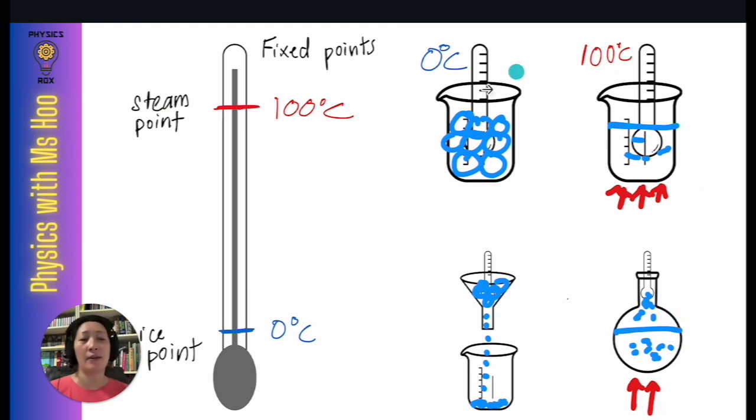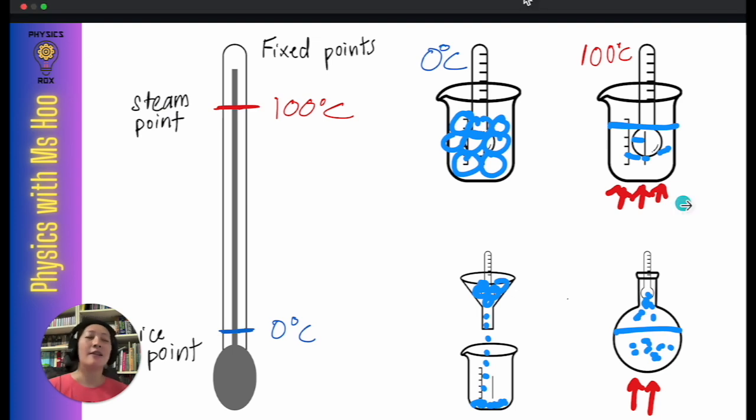So some syllabi might use these diagrams, some syllabi might use these diagrams. In the end, it all comes down to the same thing. What we want to find is just the ice point and the steam point. That means the melting point of water and the boiling point of water. So now that we know where the 0 and 100 degrees Celsius points are on the thermometer, how do we get the other temperature values?